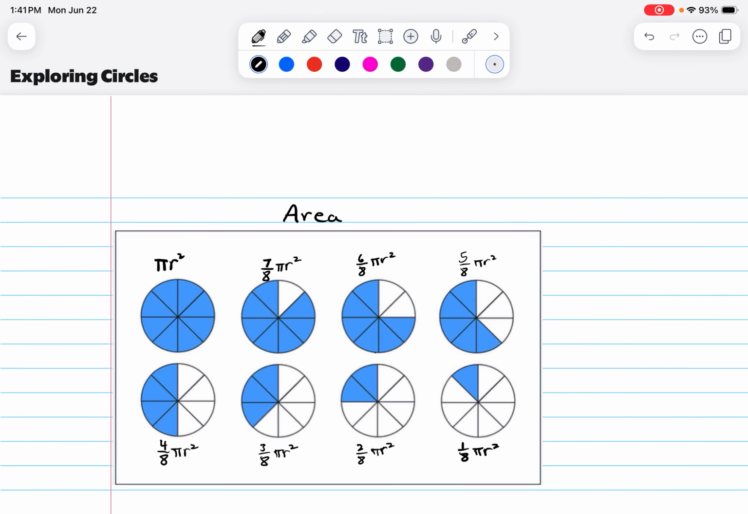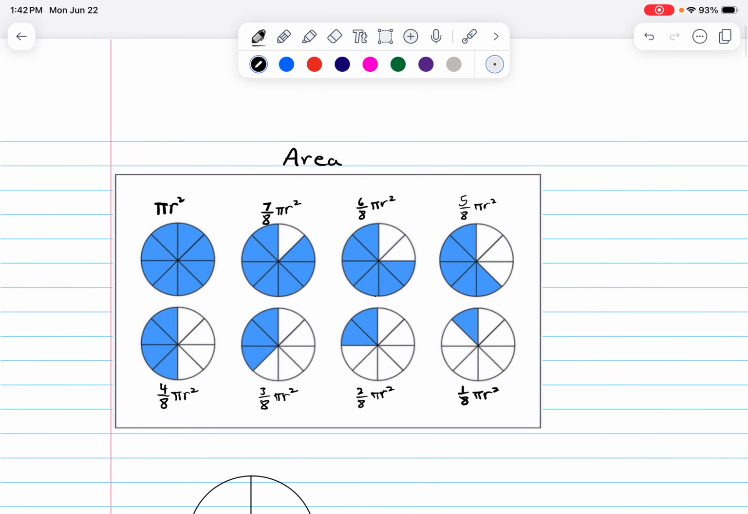Time to explore some circles. We'll start off talking about areas and circumferences, and in particular, not the full area of a circle, but a wedge of a circle, a circular sector. And not the full circumference of a circle, but part of the distance around the circle, just the arc length. So we'll do those two things.